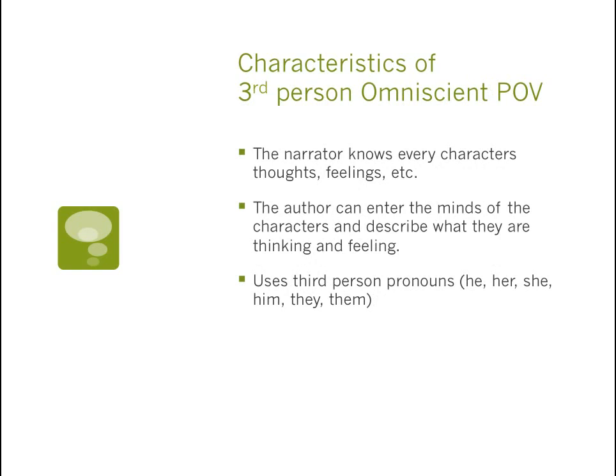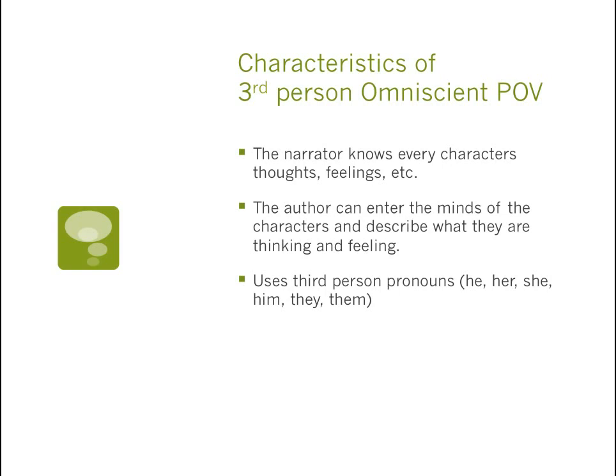This is very different from third person omniscient point of view. In an omniscient narrator, the narrator knows every character's thoughts and feelings, etc. It goes inside the head of every single character in the story. So the narrator knows how every character is thinking and feeling. It's still going to use those third person pronouns like he, her, she, him, they, and them, but we are going to get the thoughts and feelings of every character.